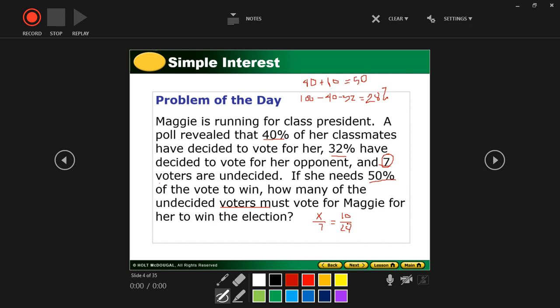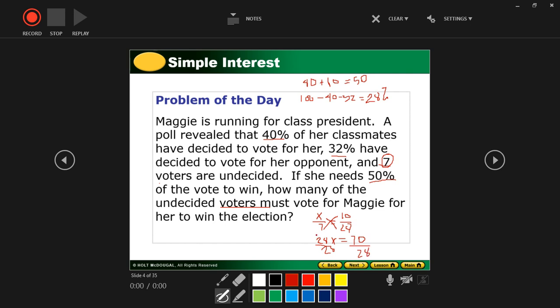To make it easier to solve, we will just cross multiply. X times 28, 7 times 10. Now, X times 28, that is 28X. Okay. 7 times 10, that is 70. Now, we need X to be left alone, right? We want to find how many voters are needed out of 7 students. So, divide both sides by 28. Okay, divide both sides by 28.